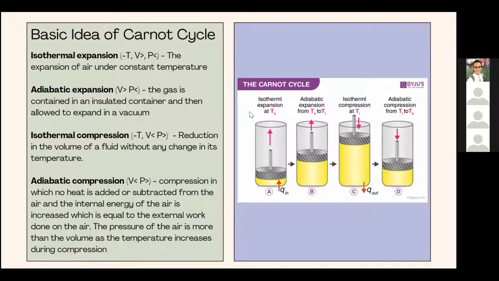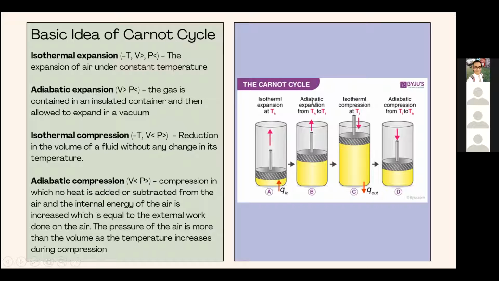Okay, so this is the basic idea of the Carnot cycle. Usually what they use is an ideal gas, and it's kind of theoretical, this Carnot cycle. Basically, they put an ideal gas into a piston, let's say. The expansion of the air is under constant temperature, and the volume will increase and the pressure will decrease. That's called an isothermal expansion. Isothermal means that the temperature doesn't change.